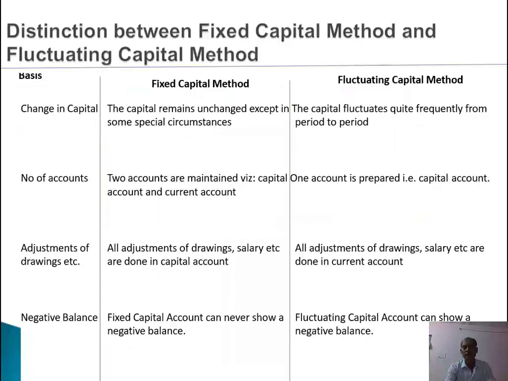So these are the differences between the fixed capital and fluctuating capital methods. See, observe it: capital remains unchanged except in some special circumstances in the fixed method, and it always fluctuates in the fluctuating method. In this, two accounts are maintained. In this, only one account is maintained.